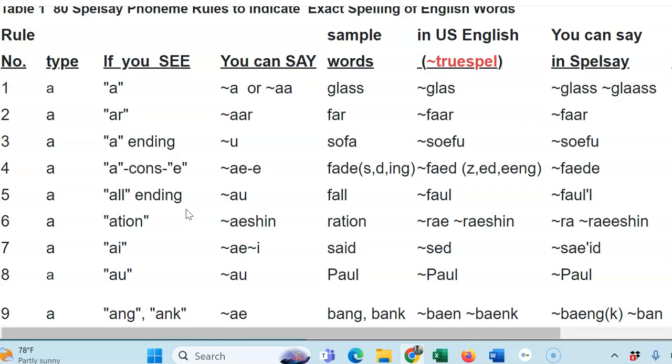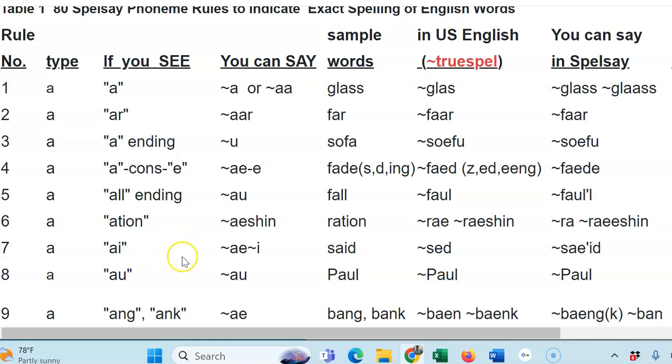For instance, the all ending, that's the aw sound, spelled that way in Truespel. The word is fall, spelled that way in regular, and fall, you have to say the L twice. Asian is, we'll go into that later with the S-I-O-N and T-I-O-N, Asian, ration and ration. Could be the A or A sound for that.